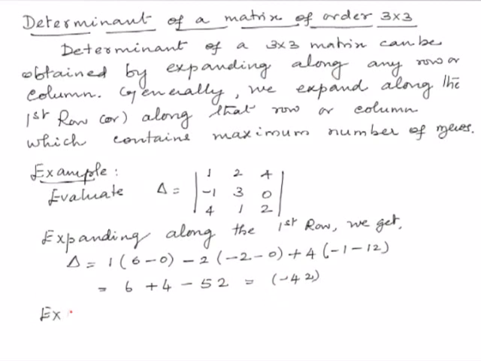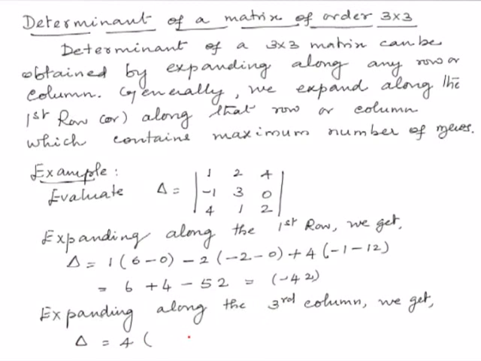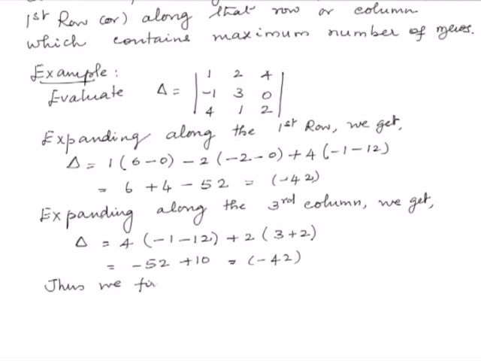Now let us expand along the third column, because that's the only column which has the 0. So delta is equal to 4 into, you need to forget about that column and the row in which it is there. So it is (minus 1 minus 12) plus 0 times something plus 2 into (3 plus 2). On simplification, that also we get to be minus 42.